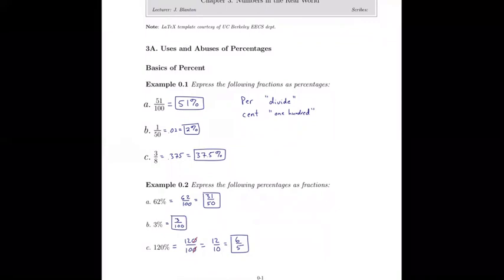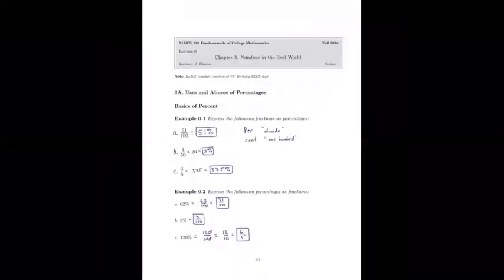120% is 120 per 100. Well, divided by 100, that is. So simplifying, canceling common factors of 10, we get 12 over 10. Canceling common factors of 2, we get 6 over 5. And that's our final answer there, 6 over 5, or 6/5. Could be 1 and 1/5 if they want a mixed fraction, but an improper fraction is probably just fine.